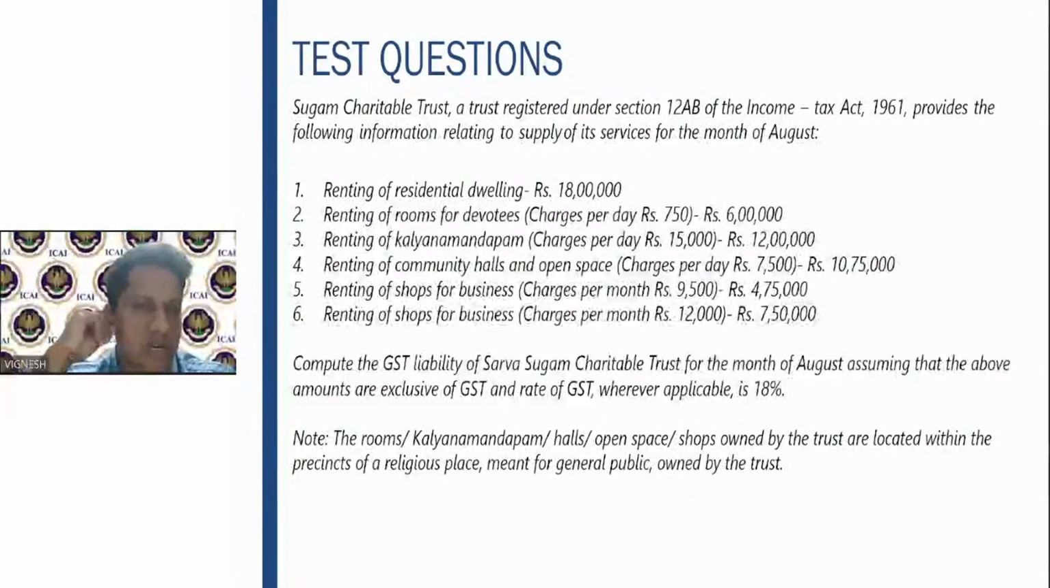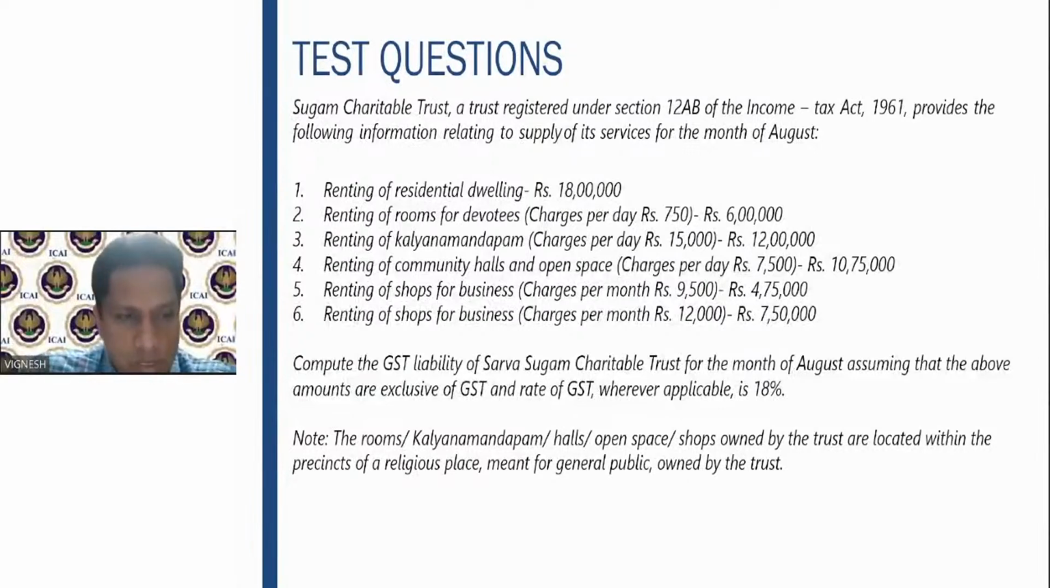Renting of rooms for devotees, charges per day 750, less than 1,000, it is exempt. Renting of Kalyana Mandapam, charges per day 15,000. 10,000 or more is taxable, so this also will be taxable. Renting of community halls and open space, charges per day 7,500, less than 10,000, exempt. Renting of shops for business, charges per month 9,500, also less than 10,000, exempt. Renting of shops for business, charges per month 12,000, more than 10,000, it is chargeable to tax.